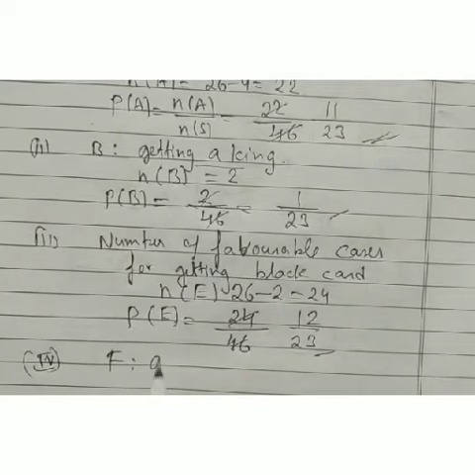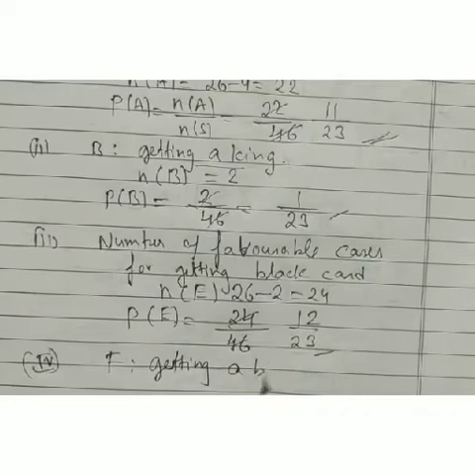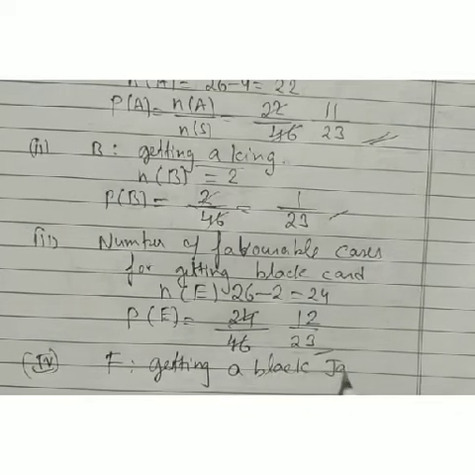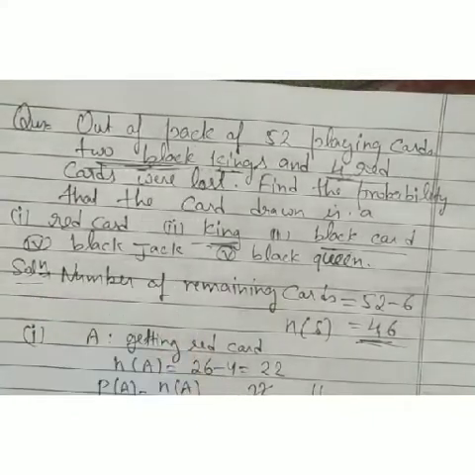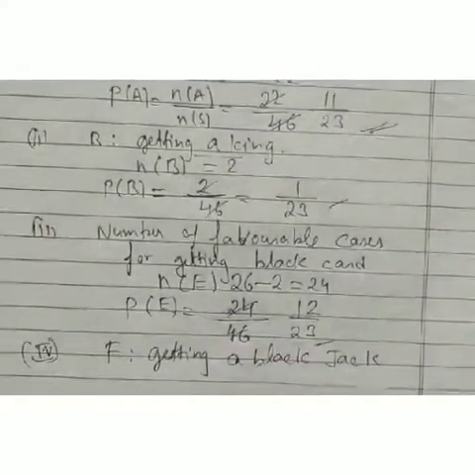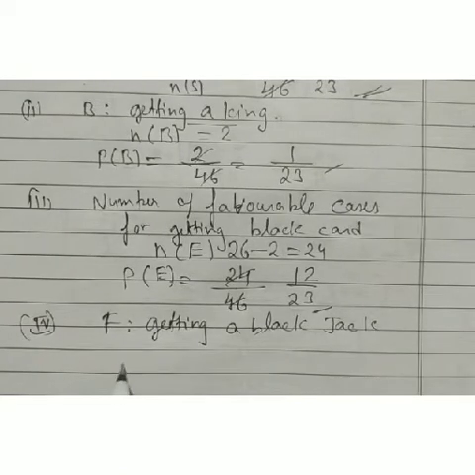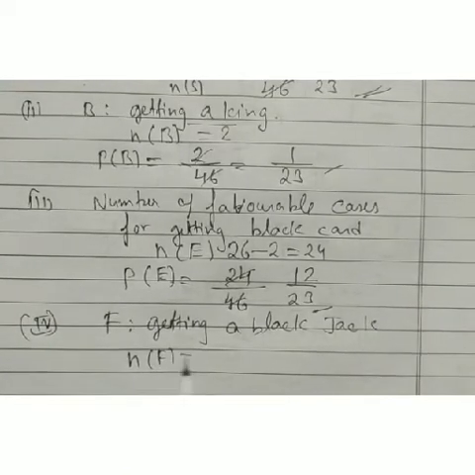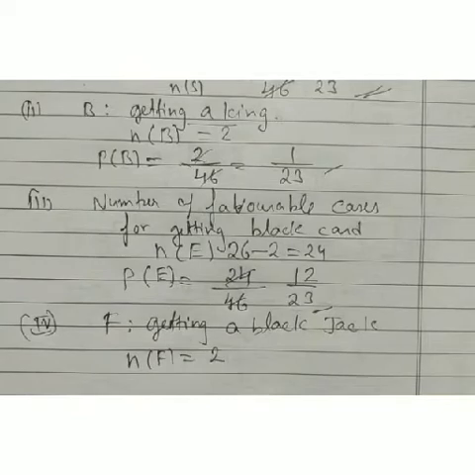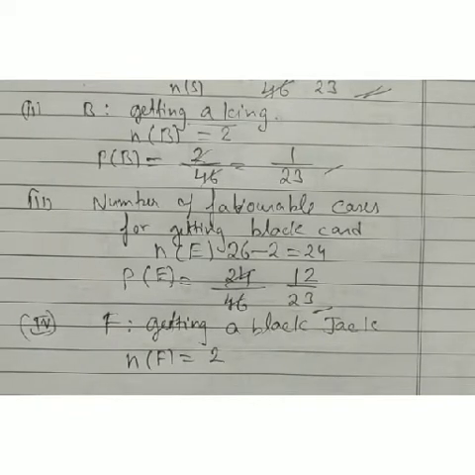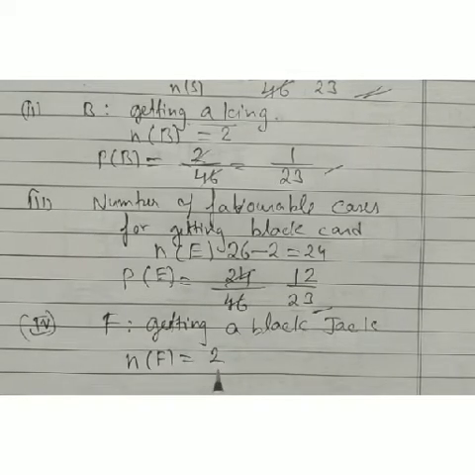Let F be the event of getting a black jack. Now look, the missing cards are 2 black kings, so that is not about the black jack. Then we have a total of 4 jacks, 2 of them red and 2 of them black, and the number of favorable outcomes is 2, because he is just asking about black jacks. So we have a total of 2 black jacks.